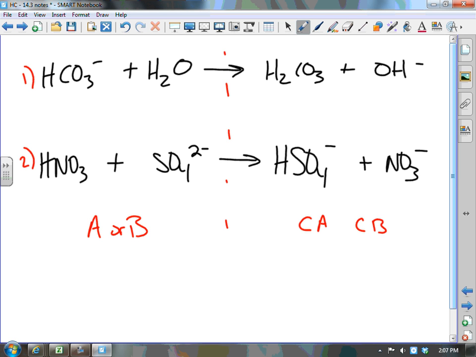Okay. All right, so I'll pause this, give you a minute, and just think about the definitions. Which one of these two is the acid or base? Over here, which one of those two is the conjugate acid or base?